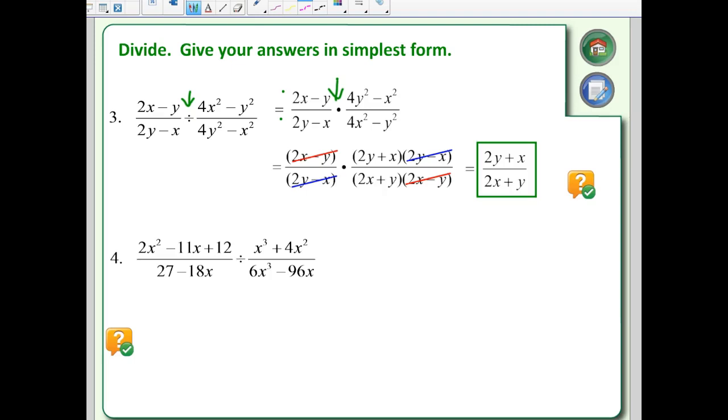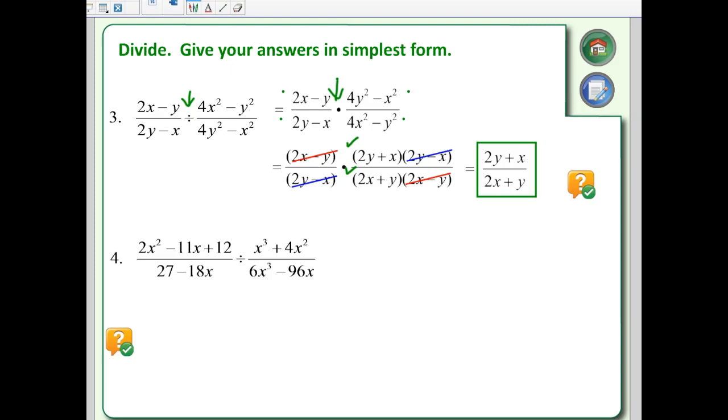When we went to the second fraction, did you realize both of those were difference of perfect squares? So we've got to get our conjugates on both of those. And now, what will cancel? Well, my 2x minus y cancels, my 2y minus x cancels, and this is what is left. That is my final answer.